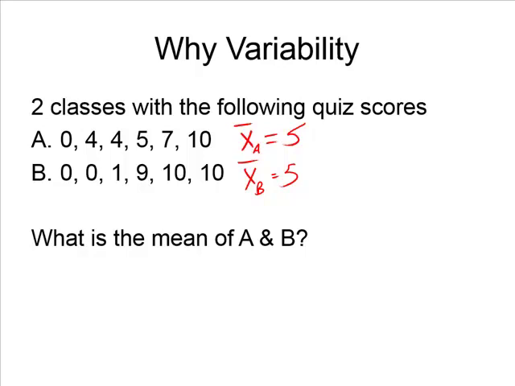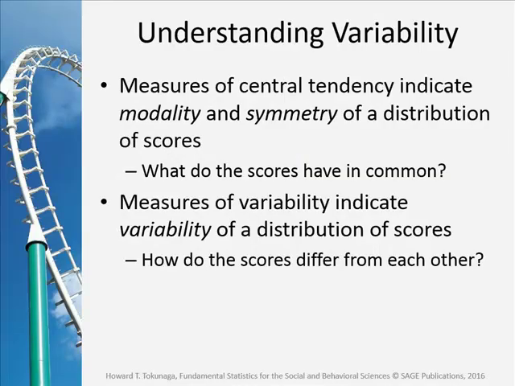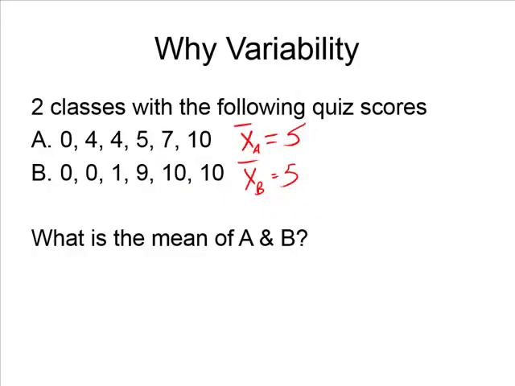So the measure of central tendency is a good way to take a data set and describe modality, so what is the most frequent score, and the symmetry of the distribution. So we can look at it and say, okay, let's look at our group B. What does the symmetry of B look like? I've got 3 that are over here on this edge, and I've got 3 that are over here. My symmetry is sort of like a 2-hump or a bimodal symmetry.